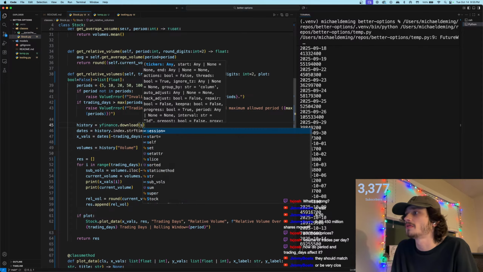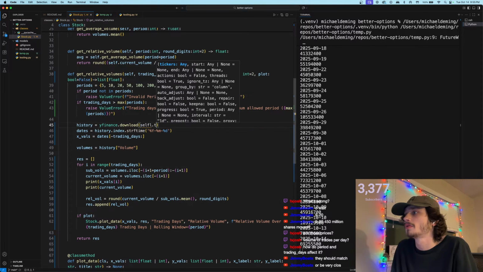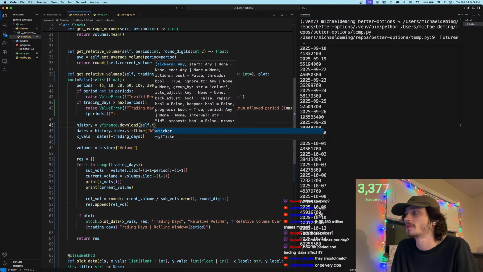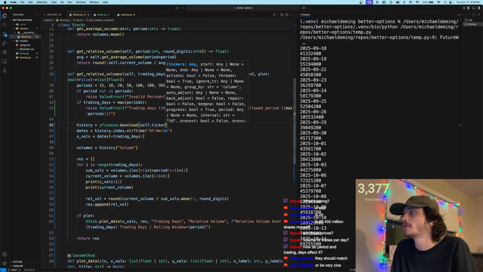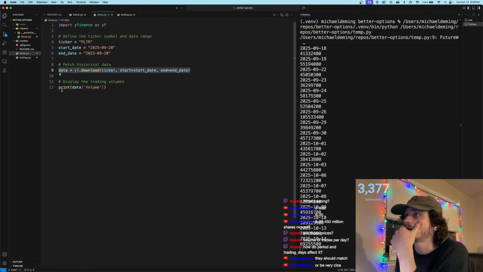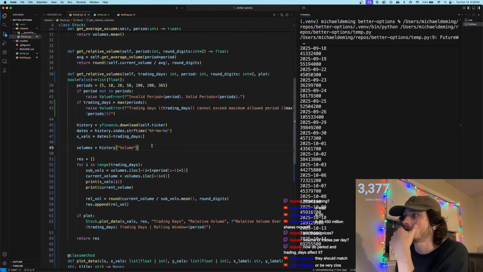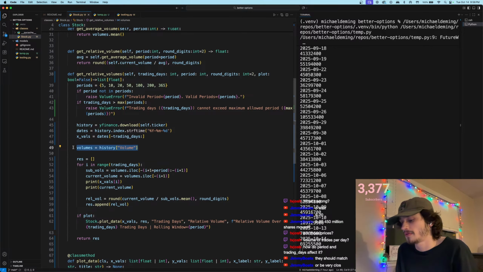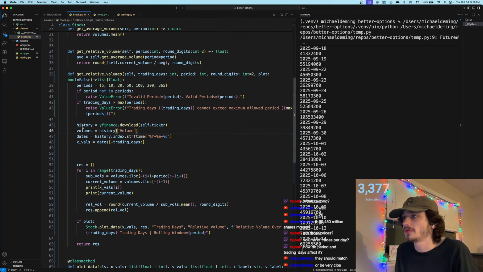Ticker would be... and then out of here we want the data index of volume. We download all the data here. Volumes equals history index of volumes. Dates is history index.